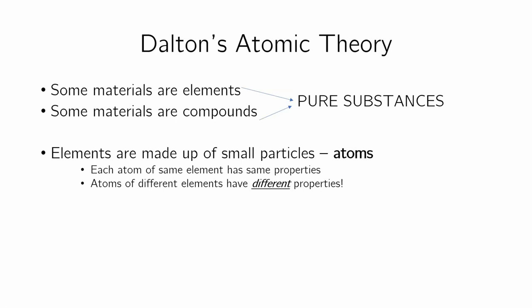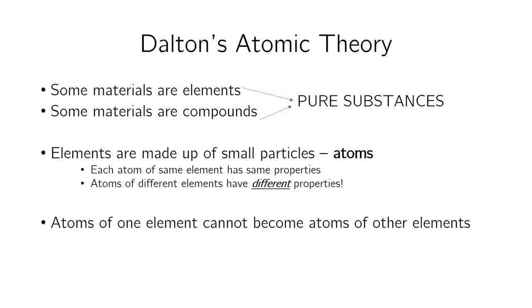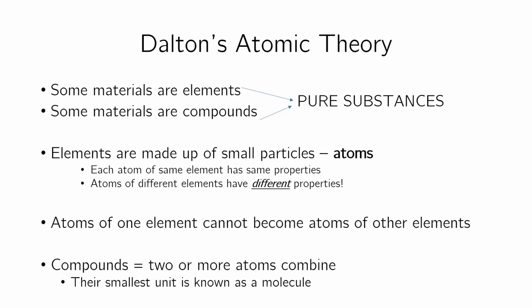Helium has different properties than, say, iron or copper. Atoms of one element cannot become atoms of other elements. You can't just randomly go from, say, silver to gold. So he just disproved alchemy.